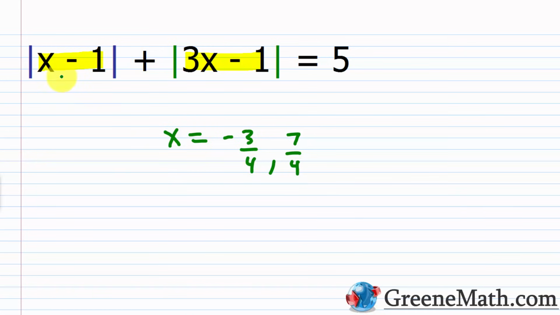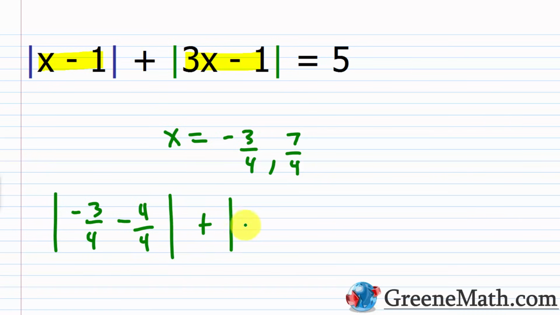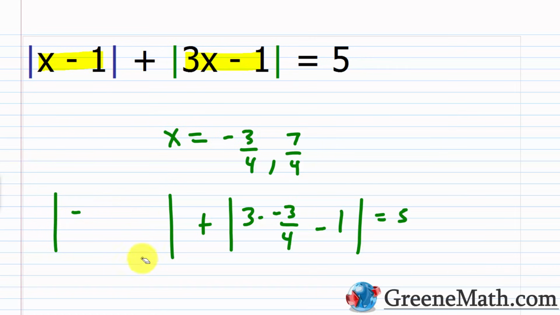If you plug in negative 3/4 here, so you have the absolute value of negative 3/4 minus 1, so minus 4/4. I'm just getting a common denominator. Then plus the absolute value of 3 times negative 3/4, then minus 1, and this is equal to 5. Negative 3 minus 4 is negative 7, so this would be negative 7/4. And then if I took the absolute value of that, I'd have 7/4.